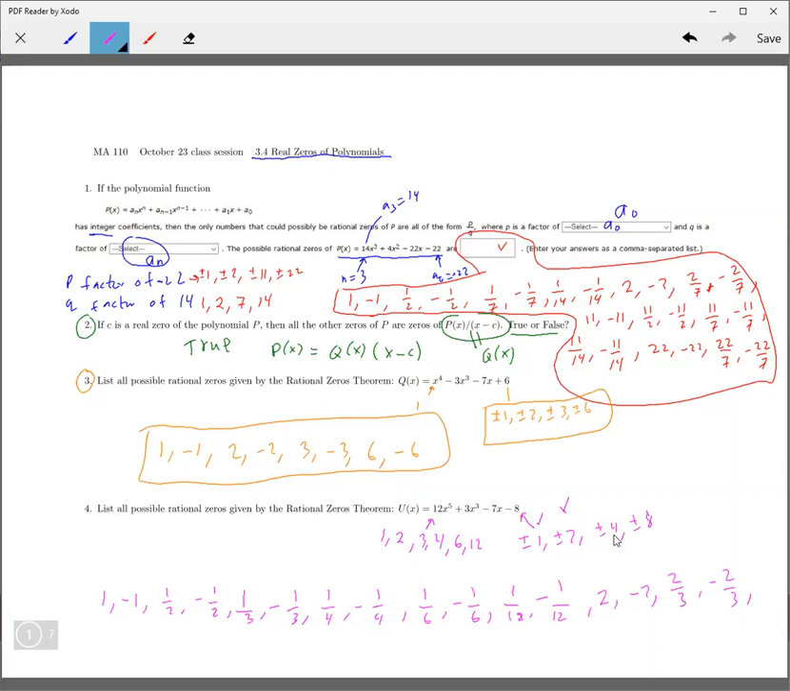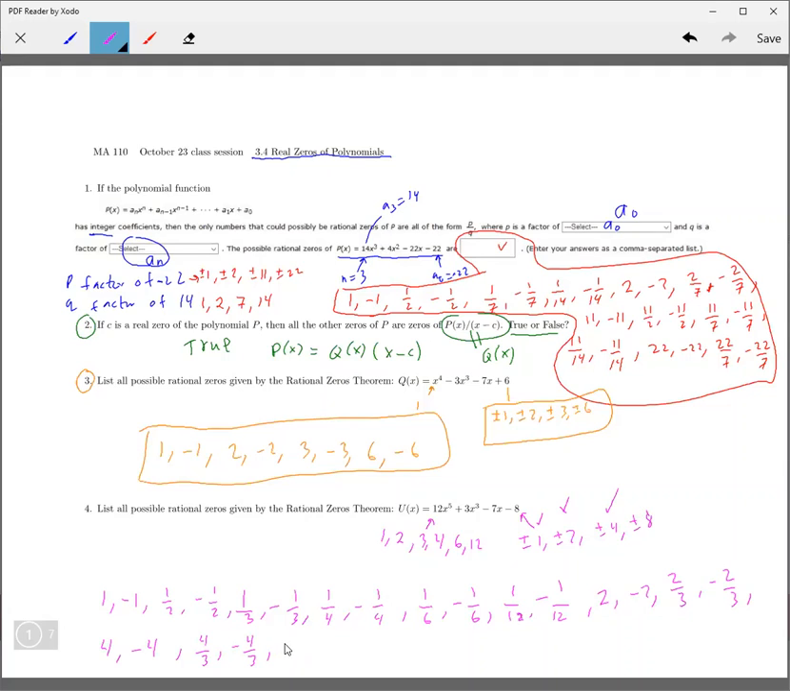Now we got 1 and 2. Now it's 4. Okay, and so that's going to give us 4 and negative 4 when we divide it by 1. 4 divided by 2 is going to be 2, which we already have. And then 4 divided by 3 is new. Okay, 4 divided by 4 is 1, which we already have. 4 divided by 6 is 2/3. 4 divided by 12 is 1/3, which we already have. All those. Okay, so that's done. So we're done with 4.